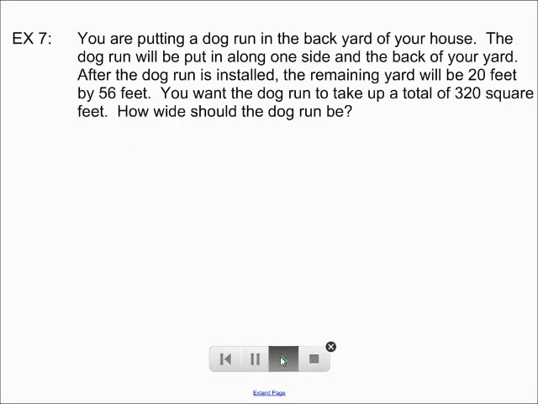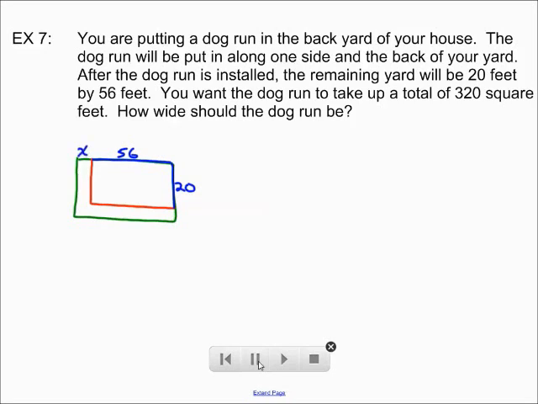Okay, so let's start by making a diagram of this. Here's our yard, nice green grass. The dog run's going to go along the side and the back. Okay, so now that probably gives you a better idea of what we're looking at. The remaining yard is going to be 20 by 56, and we're trying to figure out how wide the dog run should be. It's going to be a uniform width all the way across.